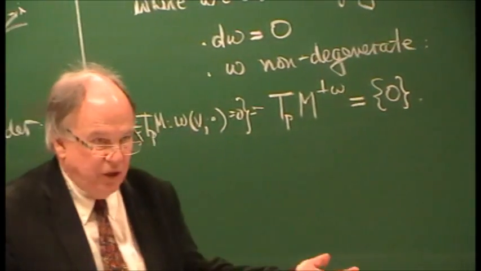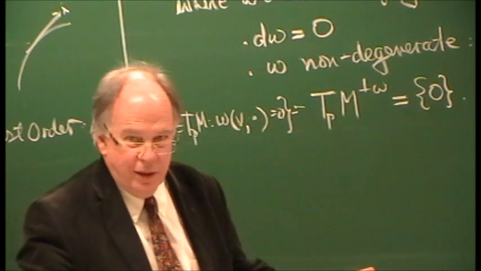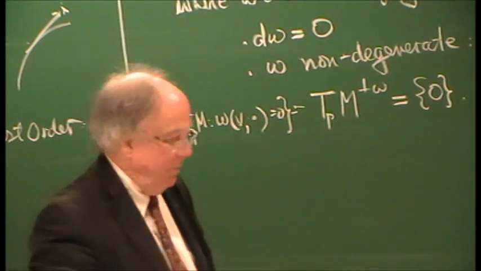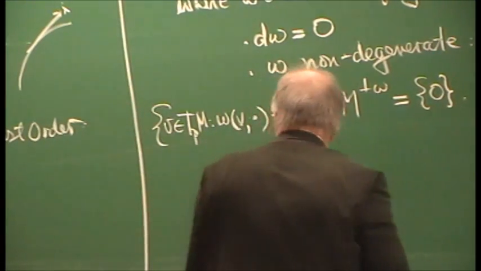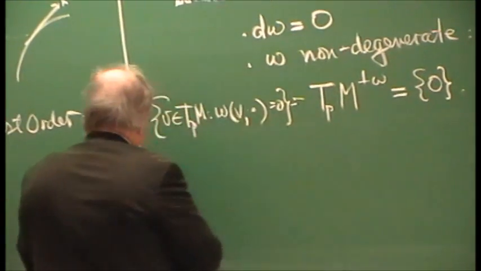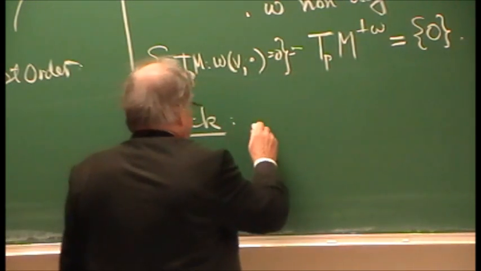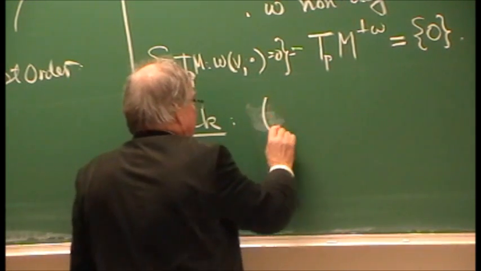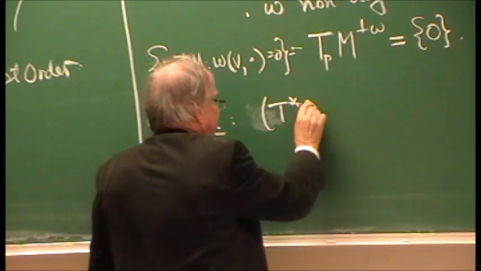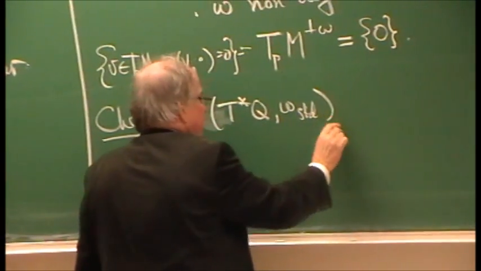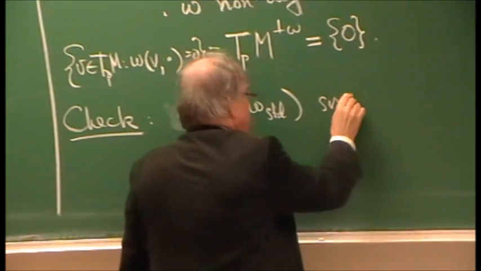It's the best you can hope for. Otherwise, I could have the zero form, which is incredibly degenerate. But we require non-degeneracy. So you can check easily that omega standard on the cotangent bundle of configuration space is a symplectic manifold.